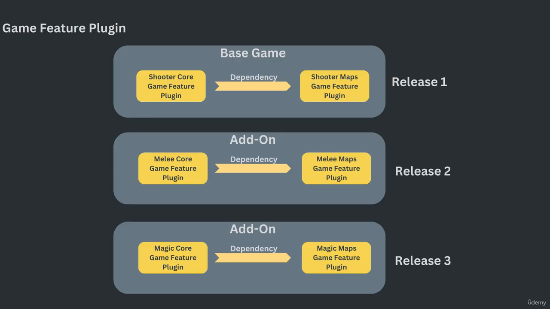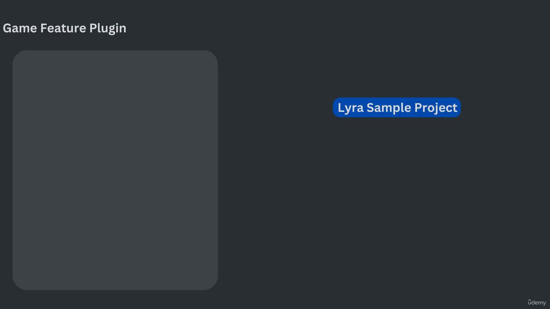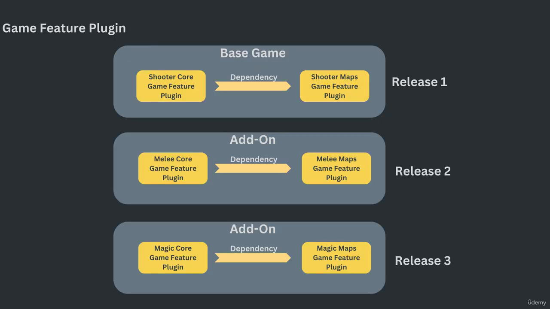If you want to use the features of a game feature plugin in another game feature plugin, you can add it as a dependency and use the features. We will look into this in detail with an example.